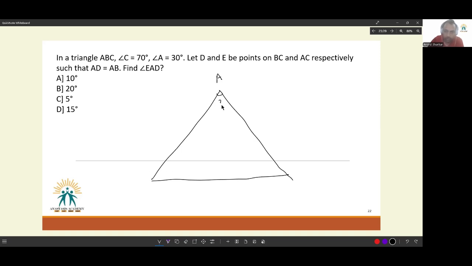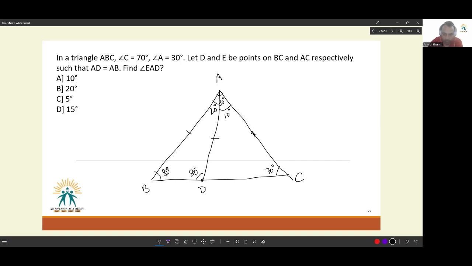A is 30. This is 80. This is A. This is B. This is C. D and E are points on BC and AC respectively, such that AD, this is D, AD is equal to AB. Okay. If this is equal to this length, if this is 80 degree, this will also be 80 degree, which will mean this is 20 degree. Which will mean this is 20 degree. Which will mean this here will be 10 degree.